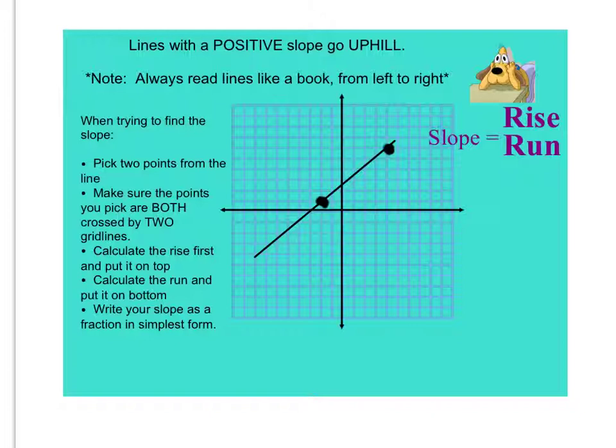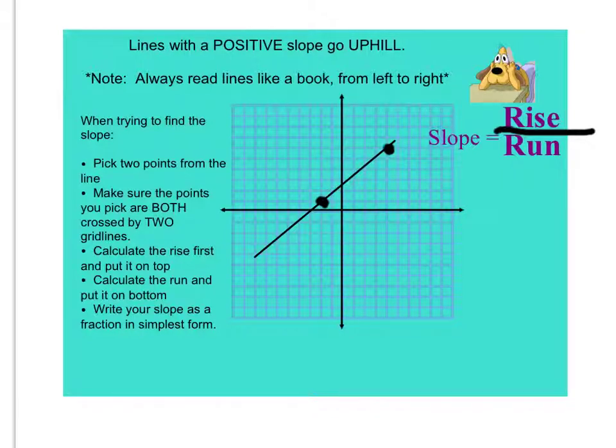Then you want to calculate the rise first. And that goes on top because slope is rise over run. Sorry, there should be a little over sign here. Rise over run. So we're going to calculate the rise. I'm just going to count how I move up or down from this point to this point. Now here's a key thing: you always read the lines like you read a book, from left to right. So I want to know how I move from the left point to the right point.